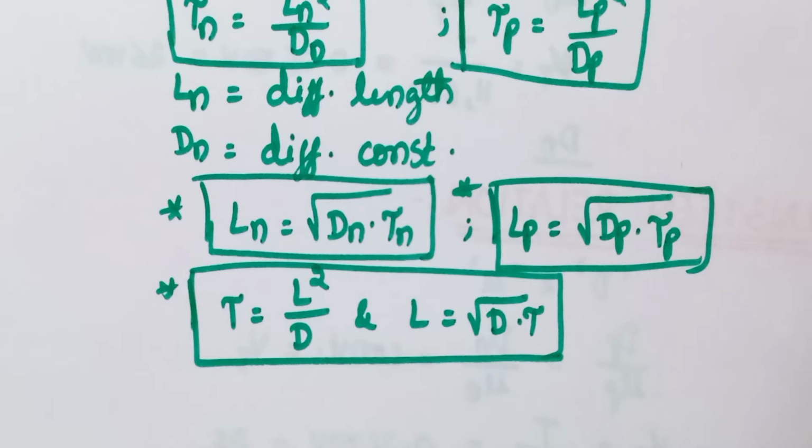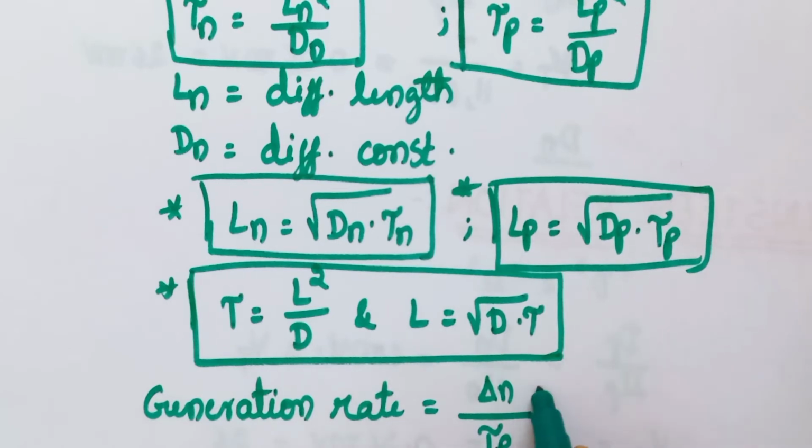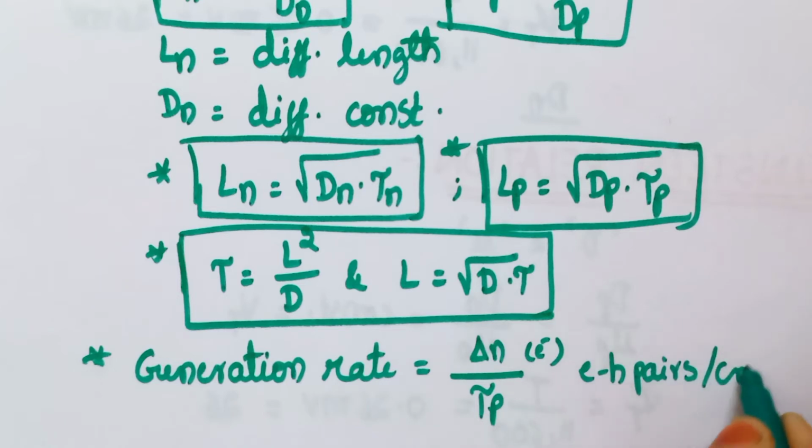I would like to add one more concept, that is the generation rate. This was asked in a previous IAS exam. The generation rate is the ratio of excess electrons, that is delta n, to the minority carrier lifetime, that is tau p. If the generation rate is of electrons, then the minority carriers are holes. So we can write the generation rate as delta n by tau p electron hole pairs per centimeter cube per second. This was asked in a previous IAS exam, so better to remember this also. So that's it for carrier lifetime.